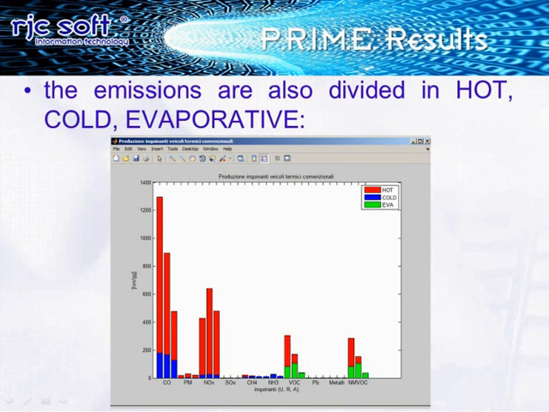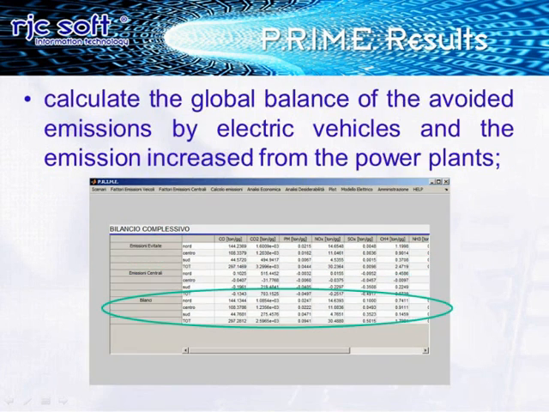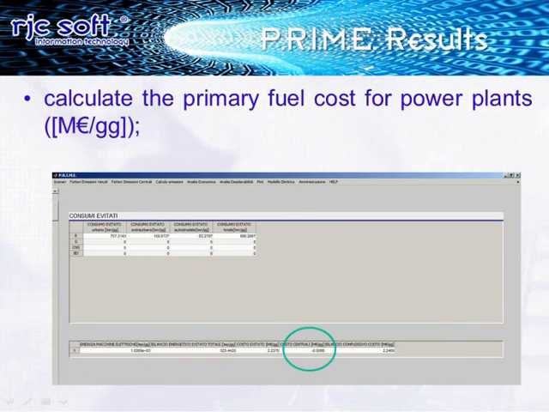The software P.R.I.M.E can calculate the rate of emissions avoided with the use of electric cars and the pollutant emissions produced by power plants supplying the additional electricity production, as we can see in the table. As part of the economic calculation, P.R.I.M.E can make an estimation of the primary fuel consumption and the associated costs. The estimation can be done both for mobility consumption and to produce the additional electricity.